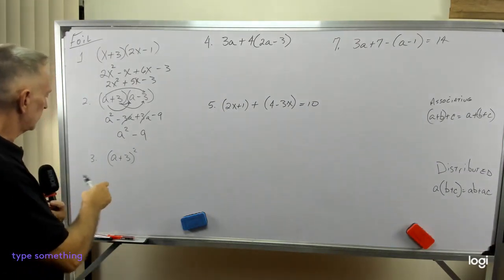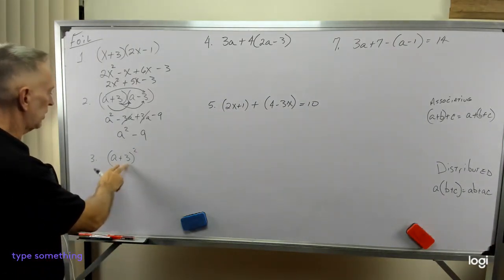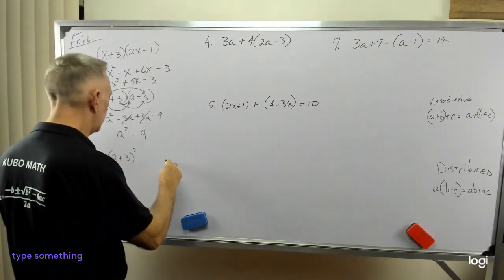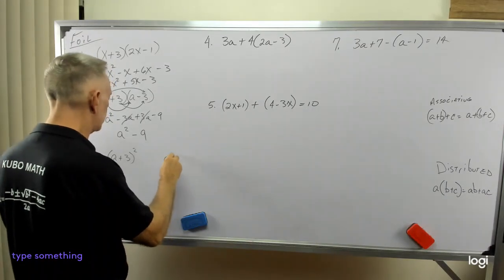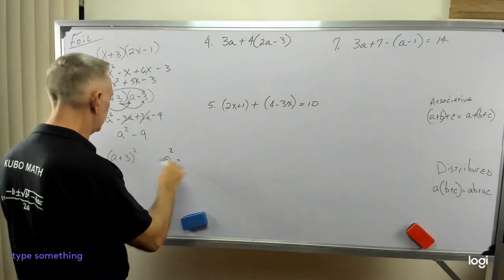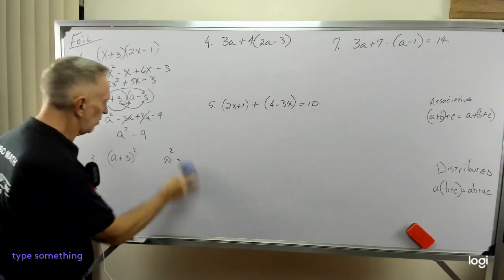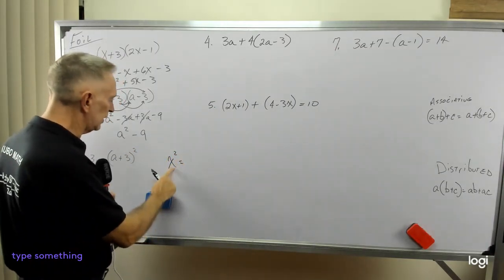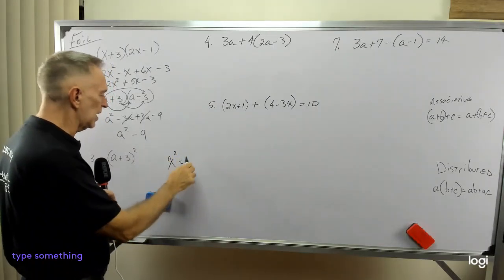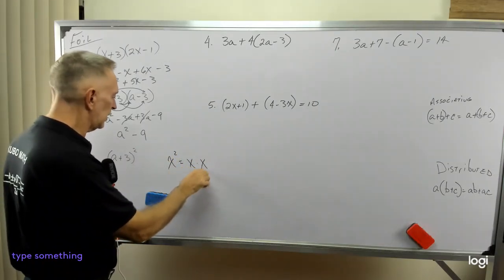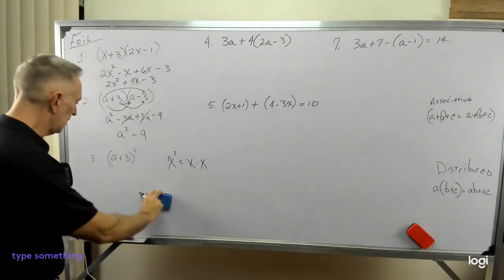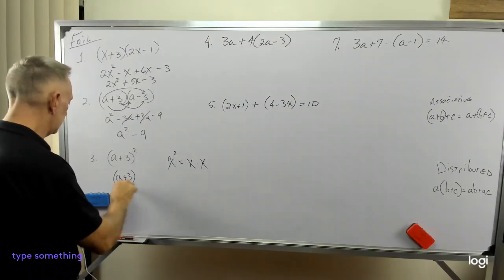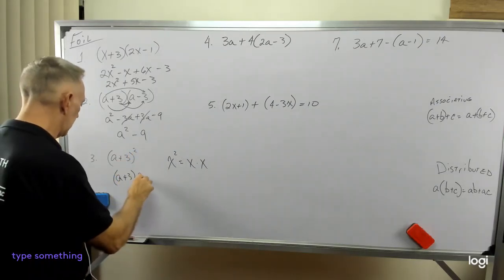In this case, number 3, I have a plus 3 to the second power, and you recall when we had a to the second power, that meant, let's call it x, that'd be better. So x to the second power means this times itself 2 times. So that's x times x. Well, same as this. I have a plus 3 times itself 2 times. A plus 3.